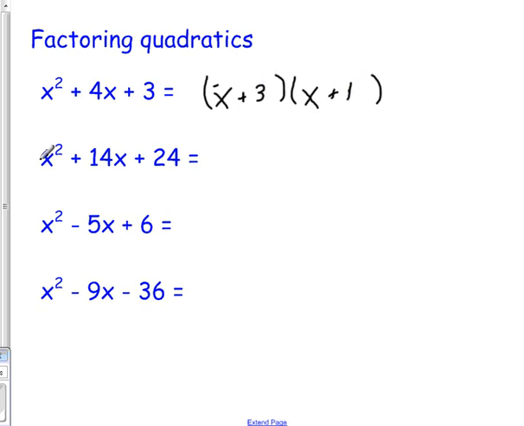So let's look at the next one here. What did we FOIL in order to get this? So I know it's going to be x and x.